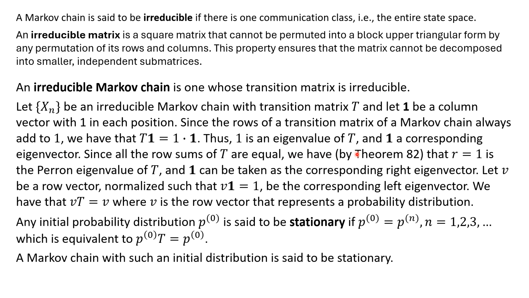From the lesson on non-negative matrices, we had theorem 82, which said that the Perron eigenvalue was between the maximum row sum and the minimum row sum. But for a transition matrix, the row sums always equal 1. That means the Perron eigenvalue R, which we called in that lesson, is 1. And we can take the column vector 1 to be the corresponding right eigenvector. The Perron-Frobenius theorem says there's also a positive left eigenvector V, which we can normalize so that its components add up to 1.